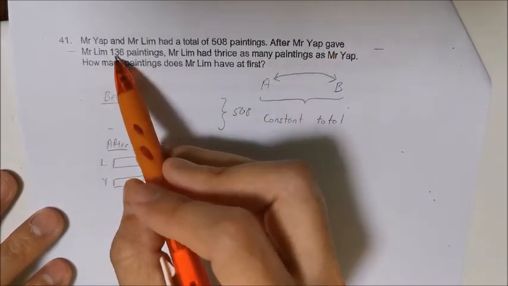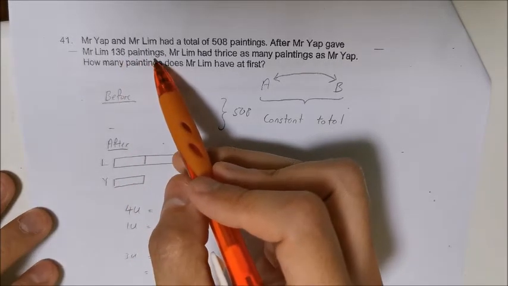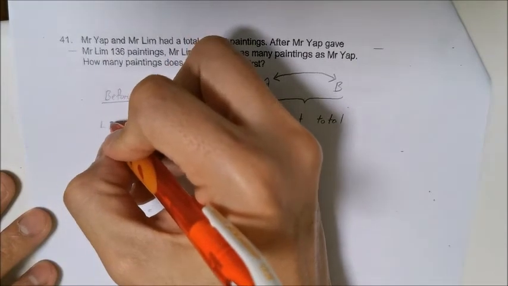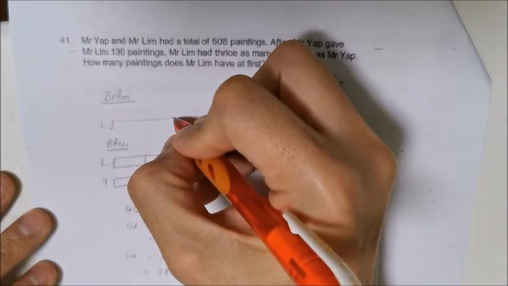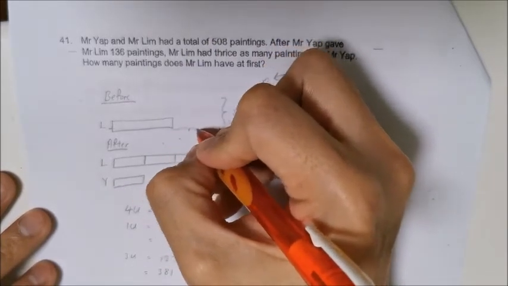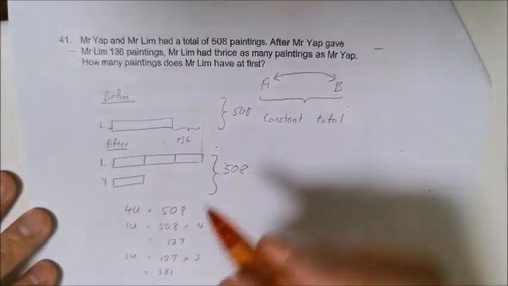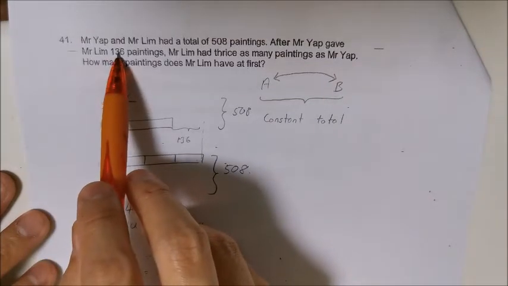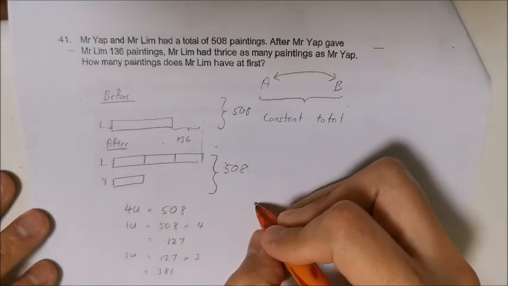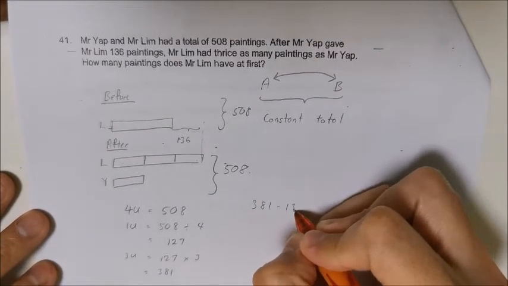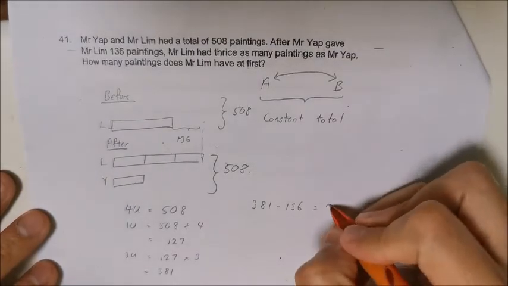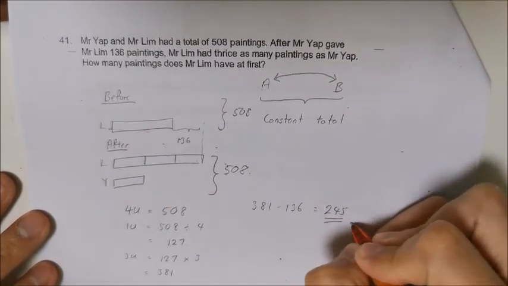You can see that Mr. Yap gave Mr. Lim 138 paintings, right? So what we need to do to find how many paintings Mr. Lim has at first, it should be shorter. Shorter by how many? Shorter by 136, because you have to give back the 136 paintings to Mr. Yap to find at first for Mr. Lim. So 381 minus 136, okay, so we will have 245.